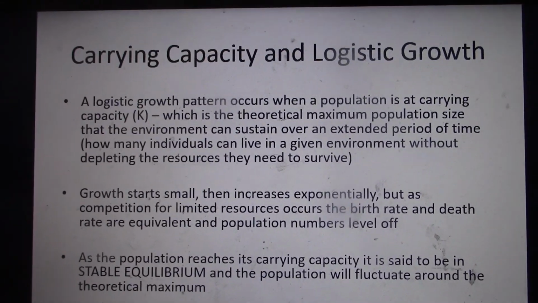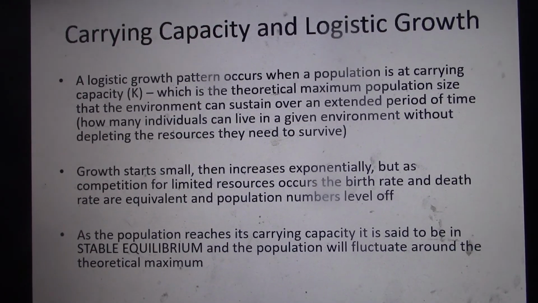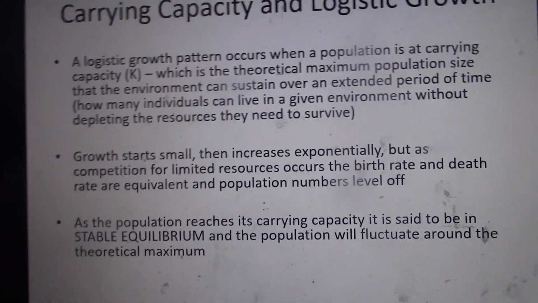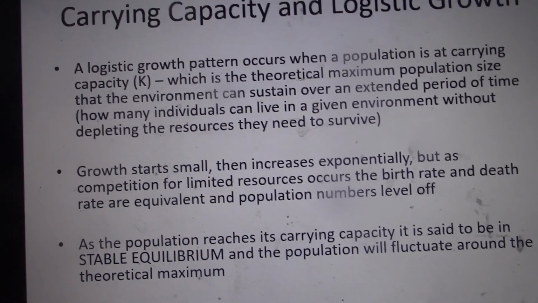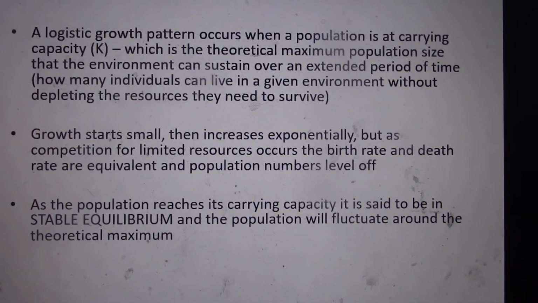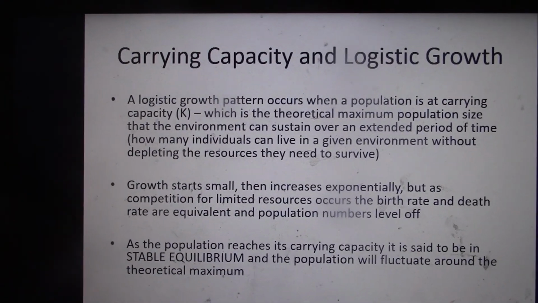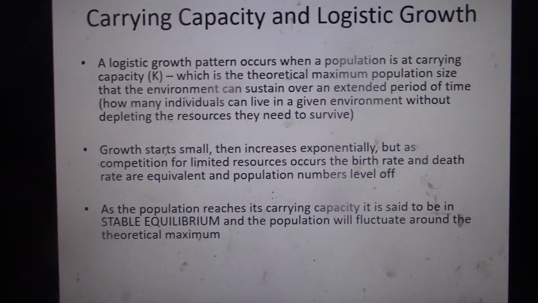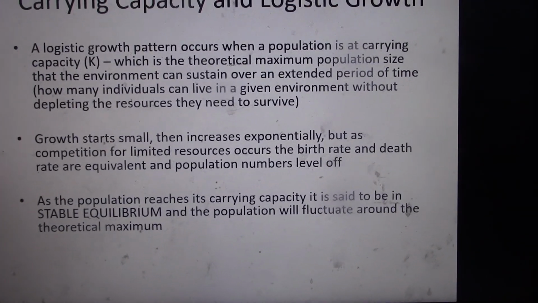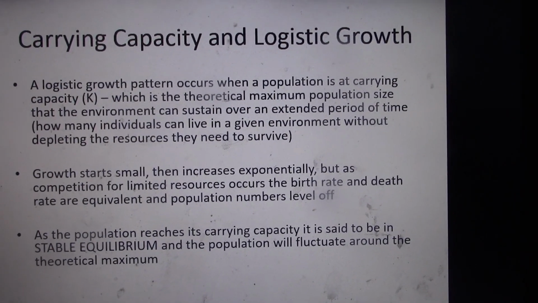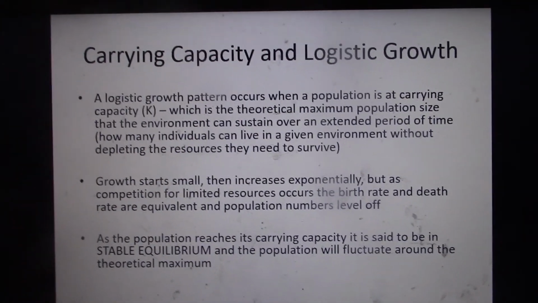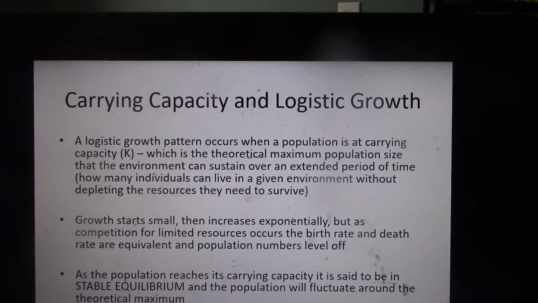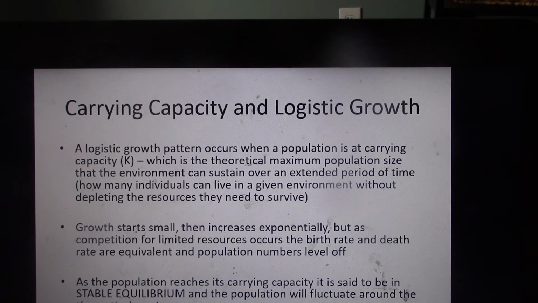The other form of growth is logistic growth, where we have a rapid growth rate, and then the growth rate levels off, and then either comes into homeostasis with the environment, or the individual or the organism that's experiencing the logistic growth is eliminated. So a logistic growth pattern occurs when a population is at carrying capacity. So K is the theoretical maximum amount of individuals that a population can sustain, given the resources of that environment.